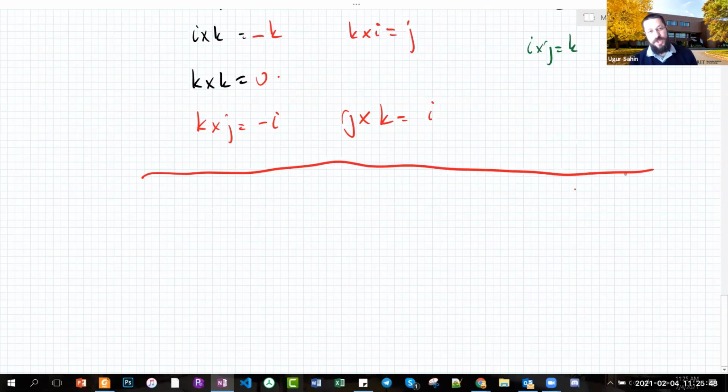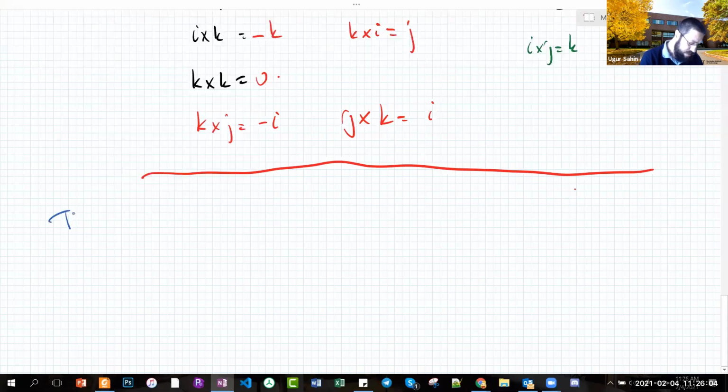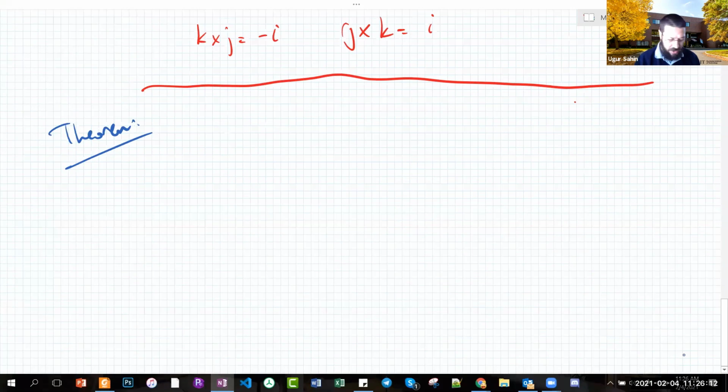All right, we will be using these multiplications in some problems, okay? And then it is gonna make our job easier. Now, we have some features about the cross product. I'd like to share them with you as a theorem. But the proof of these features actually is not so hard.